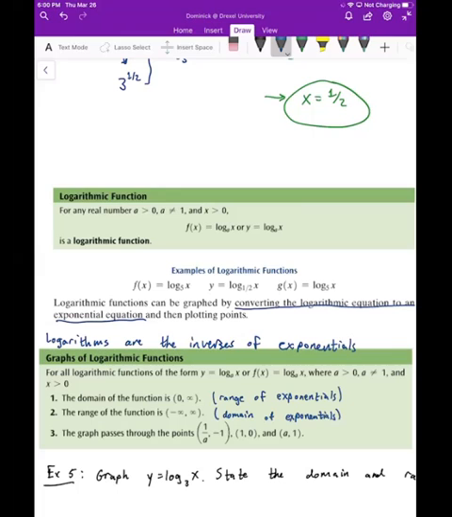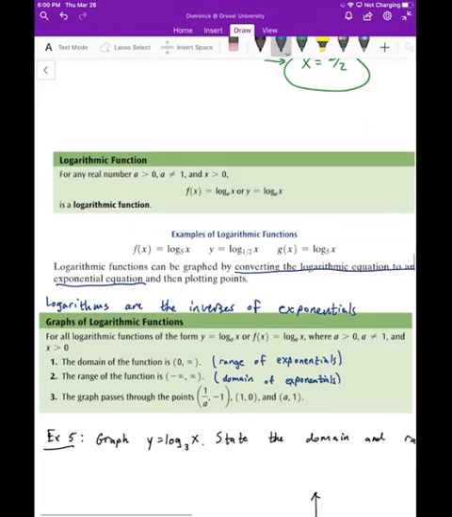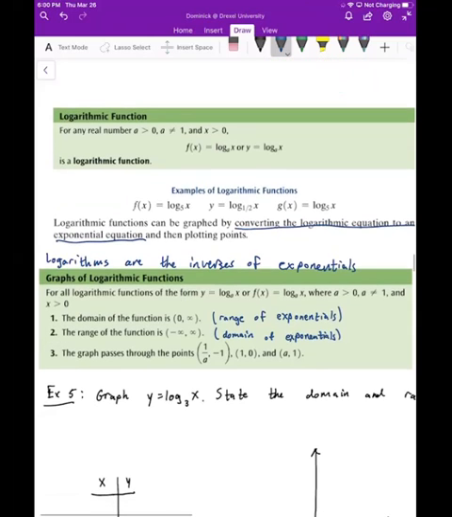All right, and on a logarithm, you get these 3 points. You get 1 over a comma -1. You get 1 comma 0 and a comma 1, right? And that's because for exponentials, you had -1 comma 1 over a, 0 comma 1, and 1 comma a. And this was for exponentials. And again, because they're inverses, you're switching the x and y coordinates. So that's sort of the relationship that's happening there.